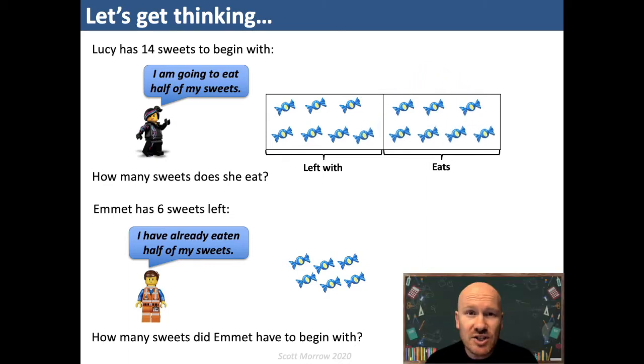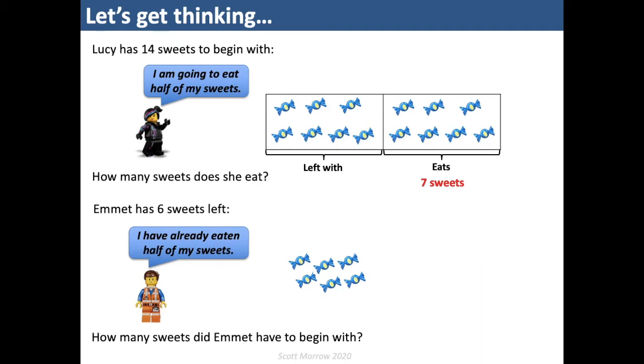Have those sweets been shared out equally? Yes, I've got the exact same amount in each part. So I've split those sweets in half. And when we count up the sweets in each part, we can see that she eats 7 of those sweets and she's left with 7 of those sweets as well.